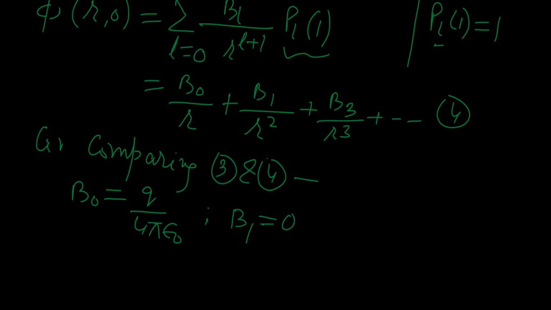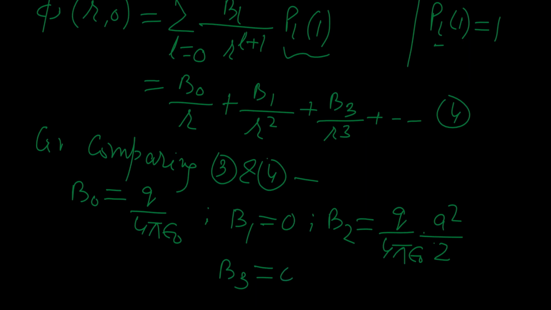Again, B2 will be equal to what? This will be Q over 4 pi epsilon naught into A square over 2. And again, B3 is equal to 0.